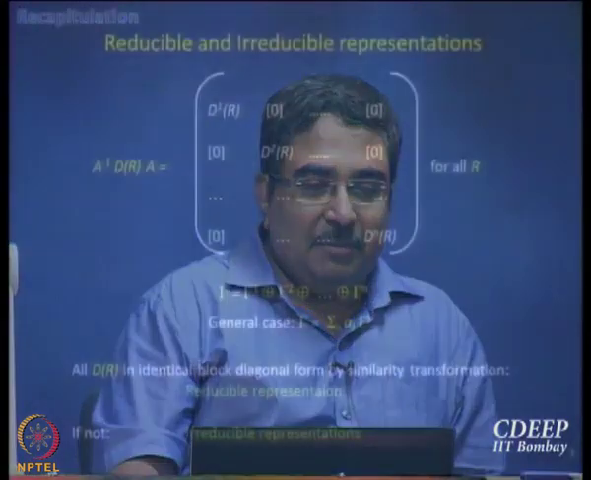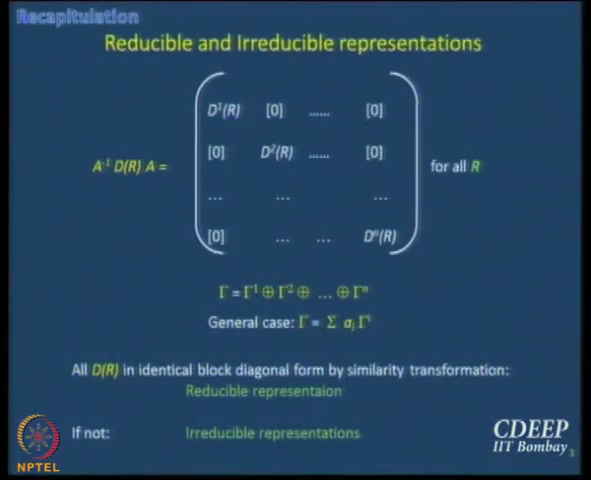Now, this is a formal definition. Suppose you have a matrix like this, which is block factorized, then you can see that it is reducible and you can write this as the block sum of the different blocks. Not arithmetic addition, block addition. And in general, some of the blocks may be the same, so you can write gamma equal to the sum over a_i gamma_i. This gamma_i may be reducible, may be irreducible, I do not know.